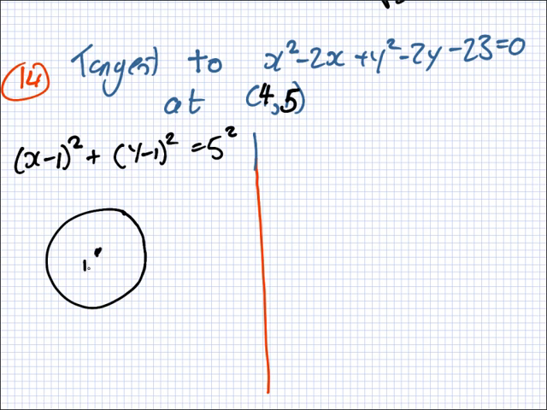So here is 1, 1, and here is the point 4, 5. And I want to get the equation of this tangent. Now the good news is, I already have a point on the line, don't I? So what do I need to find? I just need to find the m. If I got the m here, I'd be finished, practically. So how can I get the m here?